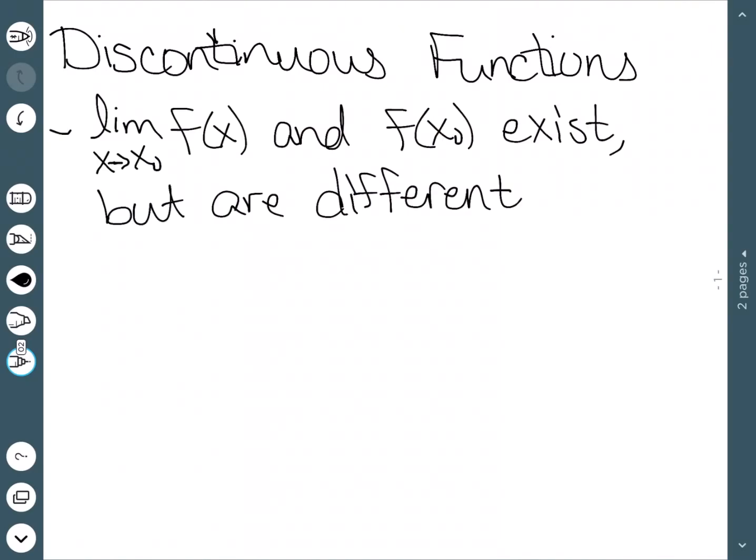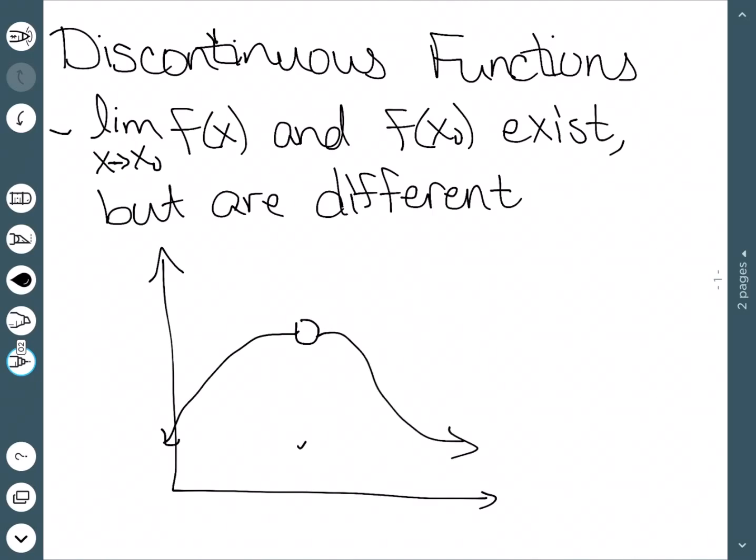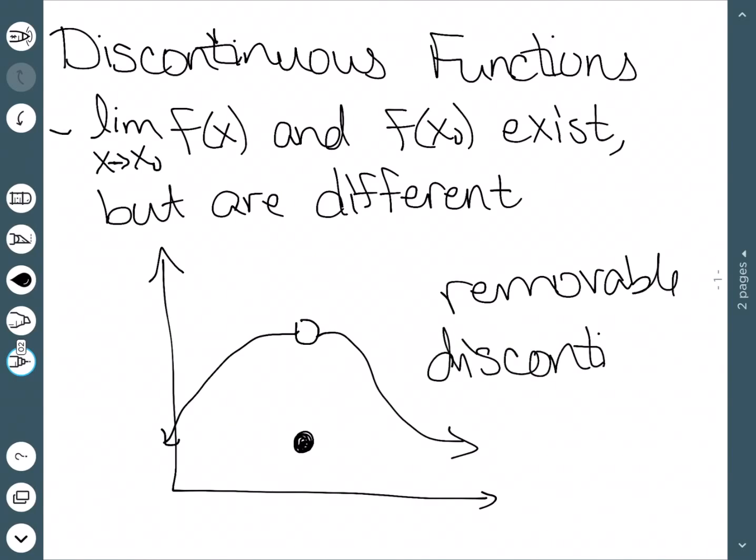The first of these states that the limit as x approaches x0 of f of x and f of x0 both exist but are different. A good example to demonstrate that is essentially something that has a hole, and then at that point we would have something down here. So this is discontinuous based on this definition, and this is called a removable discontinuity. Essentially what that means is I could redefine one point and make this thing continuous. So it is possible to remove this with just redefining one point.